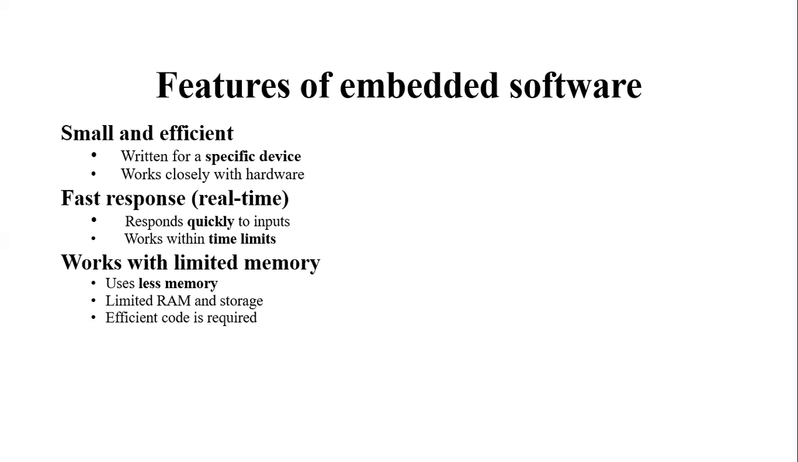So the next one is limited memory. Compared to general purpose systems, embedded systems have less memory available. General purpose systems require more memory, but in an embedded system there is limited RAM to access, and efficient code is a requirement. To complete the instructions, minimum code is required, right?